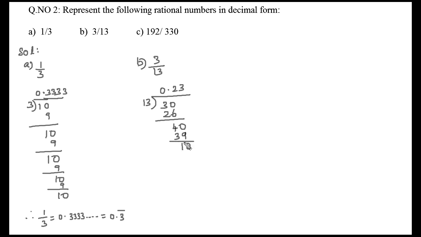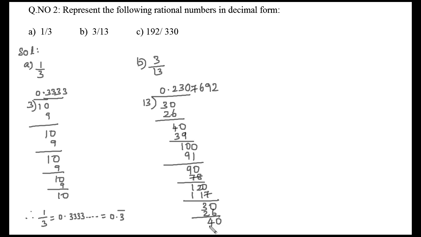We'll take a 0, but still 10 is smaller than 13. So we'll consider a 0 over here so that we can write a 0 in the quotient. Now it's 7, it's becoming 91 and the difference is 9, and we'll take a 0. Now we can do with 6, it's becoming 78 and the difference is 12, and take a 0. Now you can do with 9, it's becoming 117. Now the remainder is 3 and 0. We'll do with 2, 26. The remainder is 4 and 0.